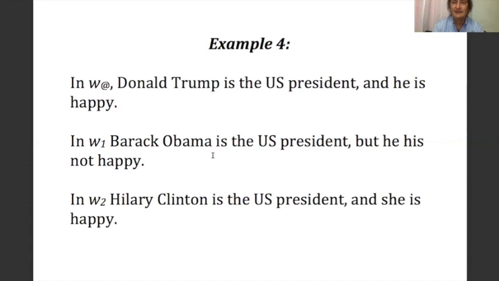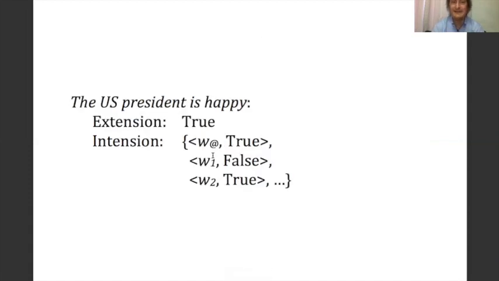Okay. Well, before turning to the next screen, you should try to figure out what the extensions and intentions of these three sentences are. Remember, an extension is a denotation. The denotation for a sentence is either the value true or the value false. So here's what we get. The sentence, the US president is happy, is true in the actual world because Donald Trump is the US president in the actual world, and Donald Trump, in our example, is happy.